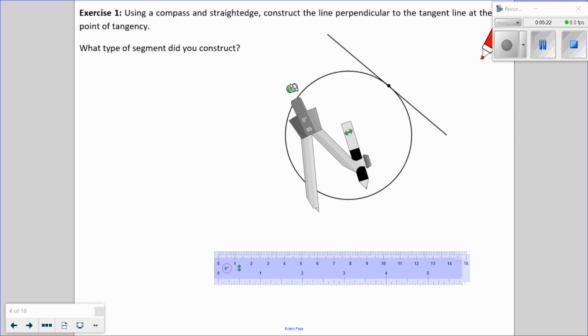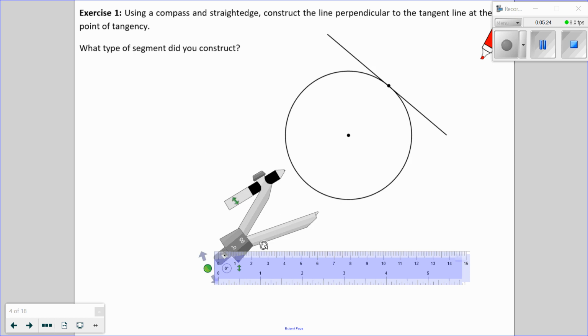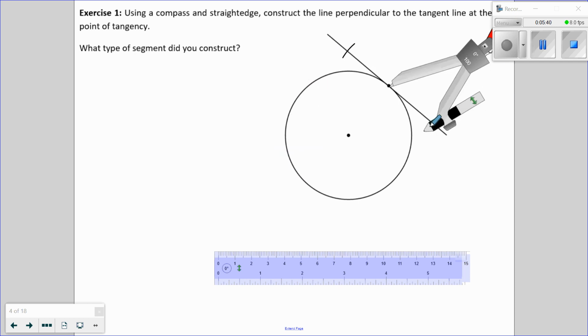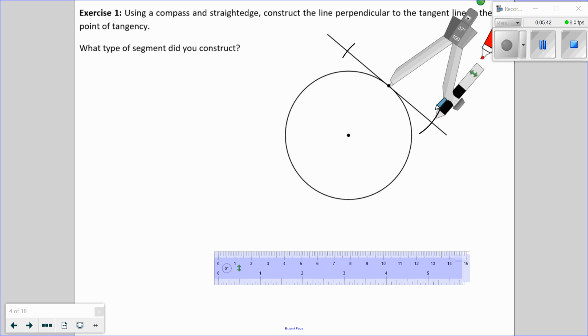All right. So in order to make a line perpendicular to the given line, but passing through that specific point, put your needle on the point of tangency. You can open your compass to any setting. Just make sure it's big enough that it will be able to intersect the tangent line on both sides. You have just created 2 points that are equidistant from the point of tangency. Now do the perpendicular bisector of those 2 points.